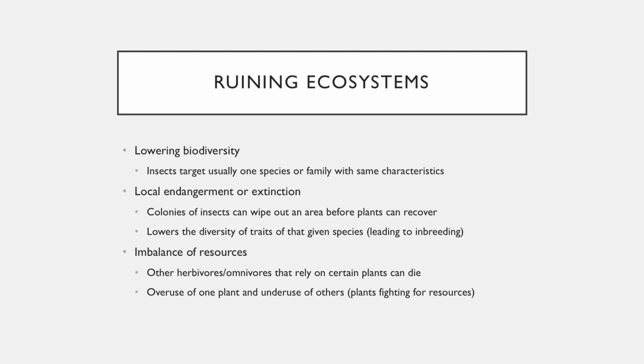And the overuse of a single plant or an underuse of the others means that plants will be fighting for resources. When there is a large amount of insects that once were in proportion to the surroundings, the plants don't have the time to create these defense mechanisms, especially in a drought.